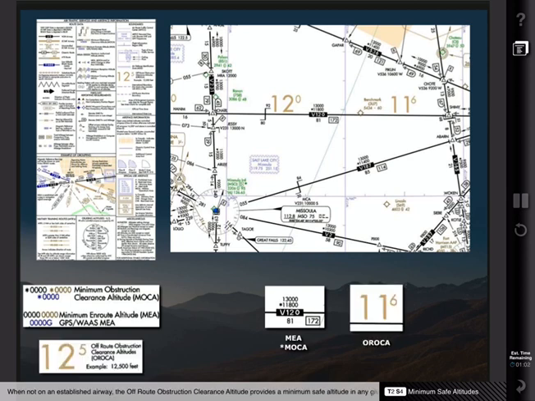When not on an established airway, the off-route obstruction clearance altitude provides a minimum safe altitude in any given sector. All of these altitudes provide a minimum of 1,000 feet terrain clearance in non-mountainous areas or 2,000 feet terrain clearance in mountainous areas.